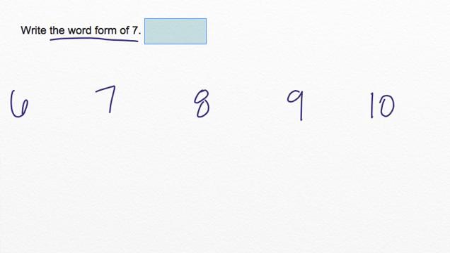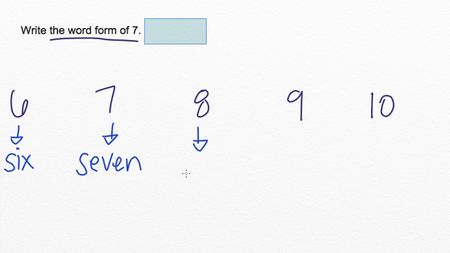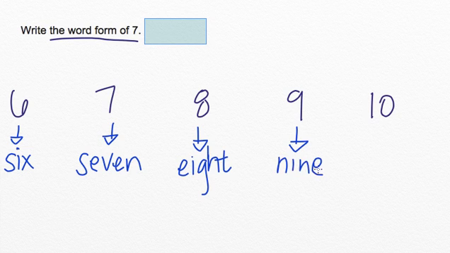Now I'm going to go ahead and spell them out for us in word form. So we have 6 and 7 and 8. This one's a really tricky one to spell, but I think you'll get it if you just keep practicing. And 9. And our last one is going to be 10.